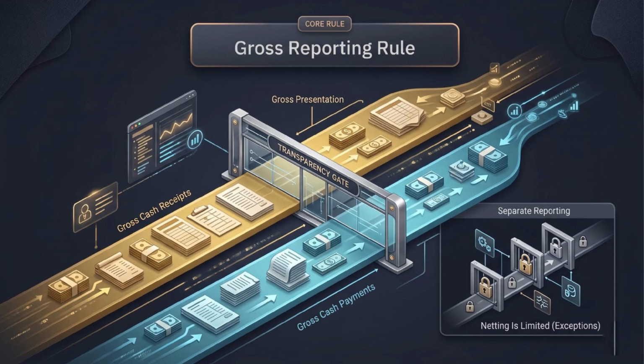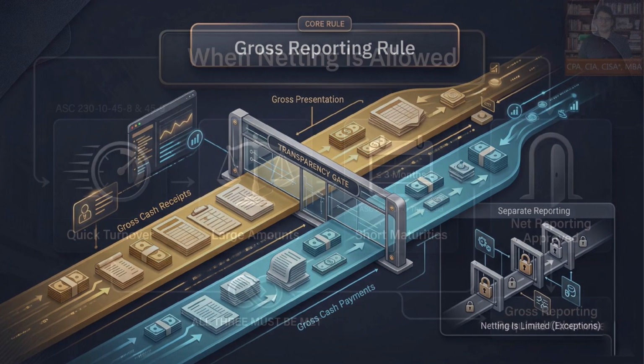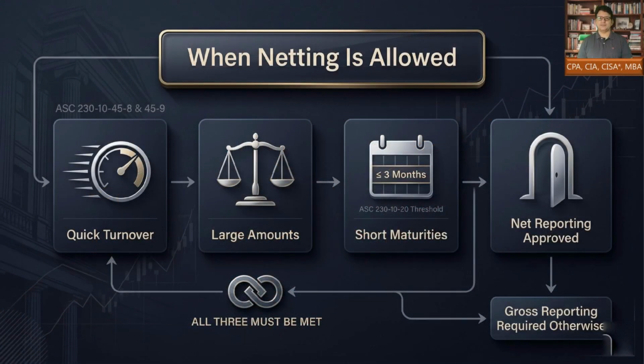Netting is not the default. Netting is like using an accounting shortcut, sometimes allowed, but if you take it without permission, the reviewer may politely hand you a comment letter. Now, when is netting allowed?